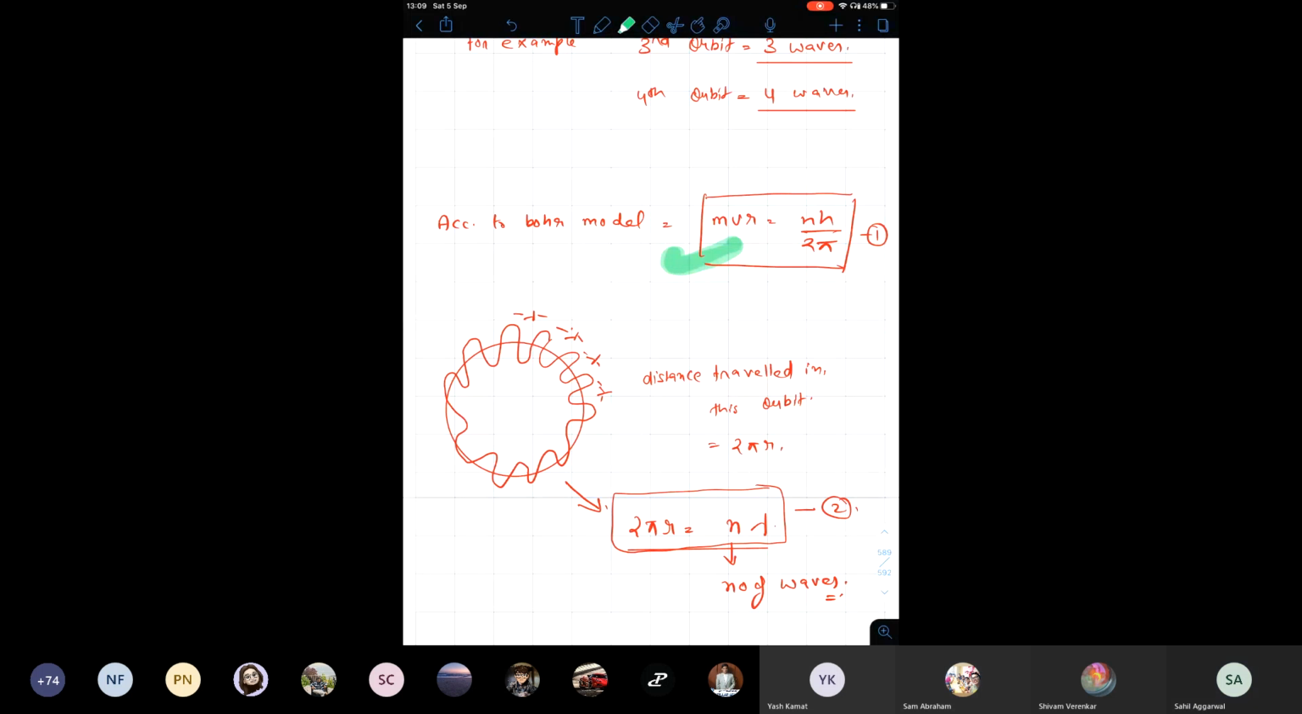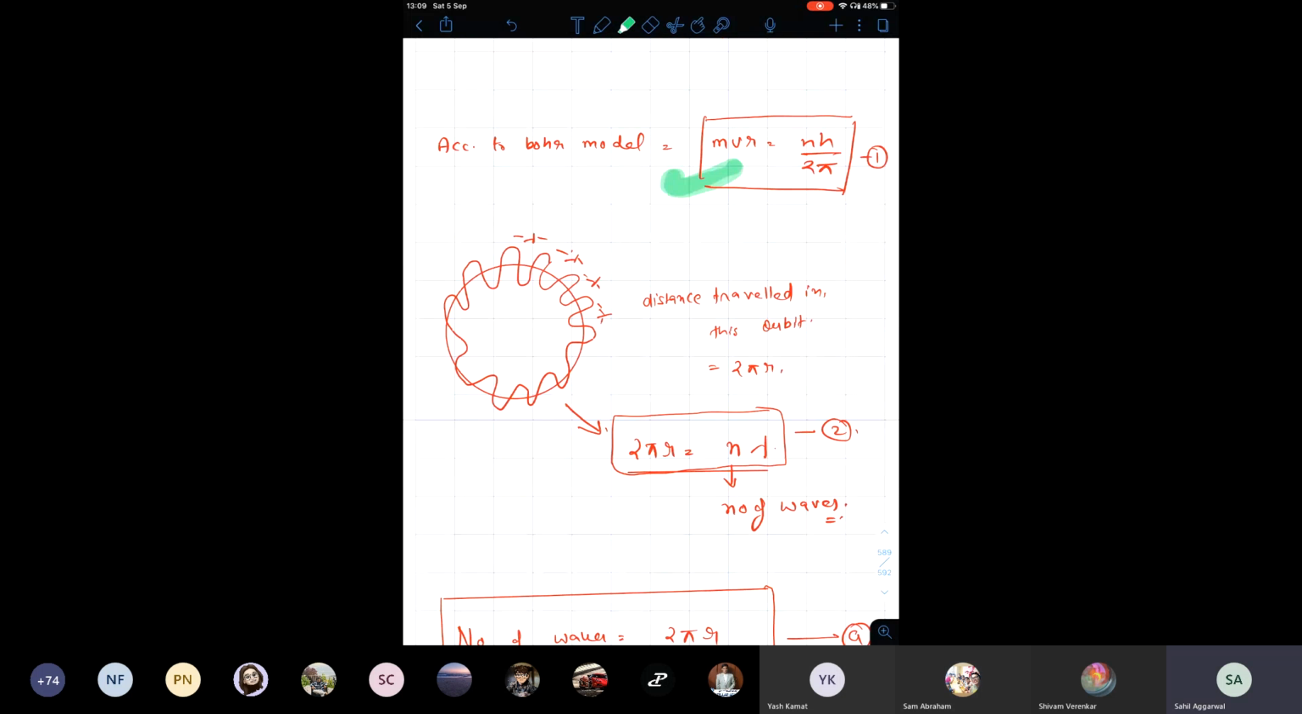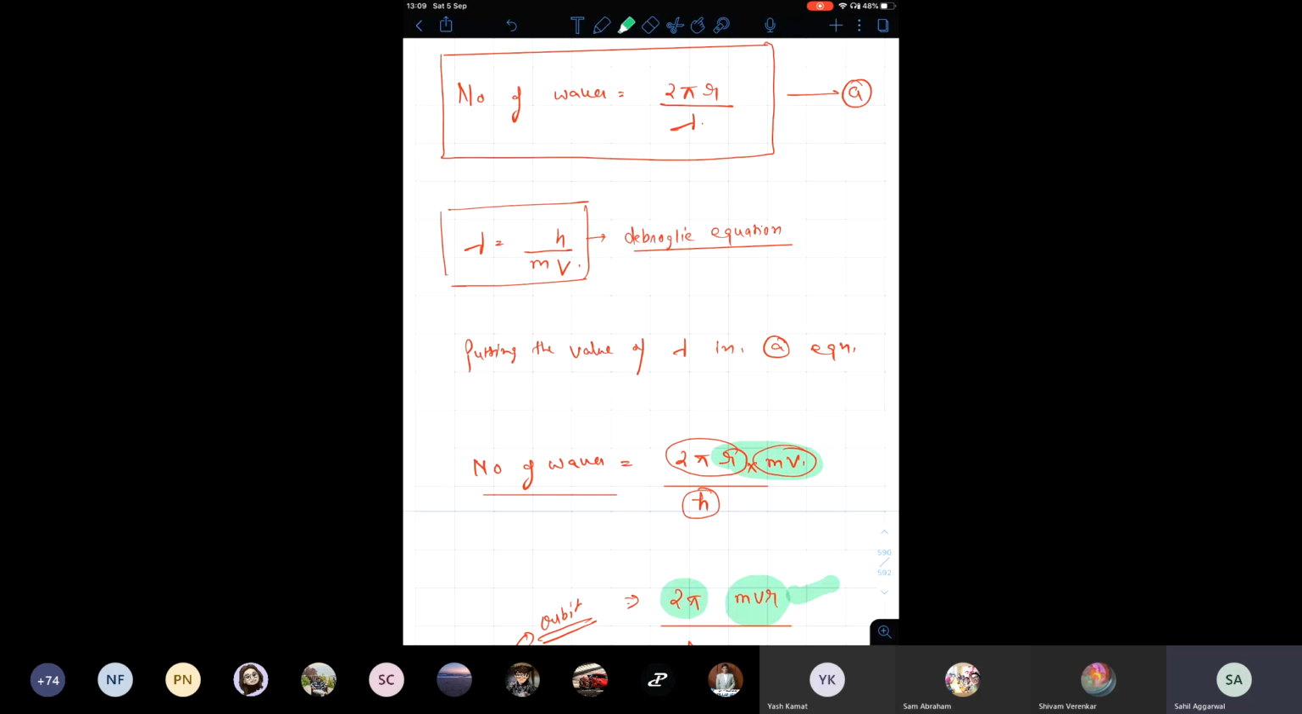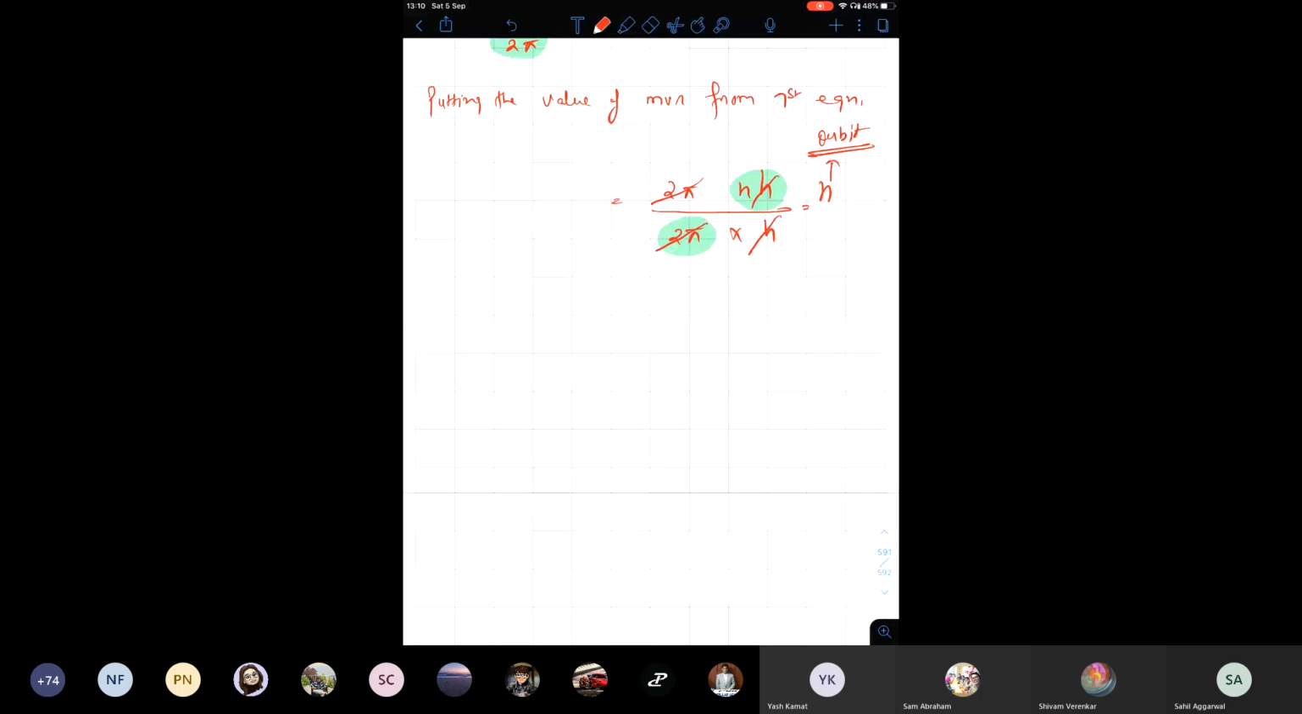Yes, sir. So we can put that value, mvr is equal to nh upon 2 pi. Okay, sir, understood. So 2 pi will get cancelled out, h will get cancelled out, we'll be left with n, where n is the orbit. Okay, sir, understood.